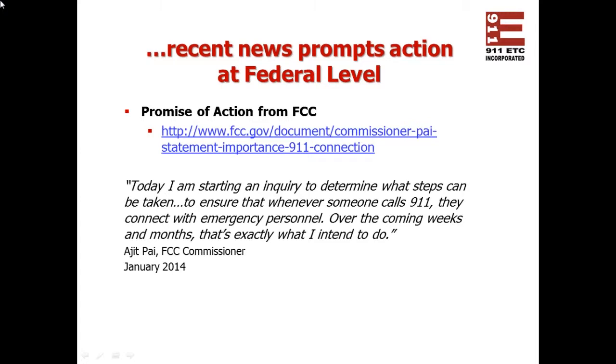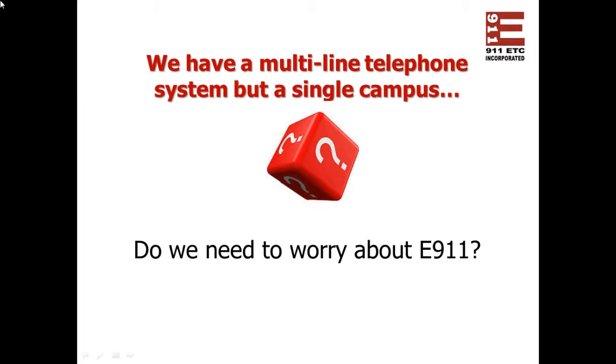So if you have a multi-line telephone system but a single campus, do you really need to worry about E911? I think the answer is obviously yes. If you have a campus environment that's a 3,000 square foot, one-story building, then no, because you dial 911, you're going to show up at that location, and they'll find them in a timely manner. But like I said, when you have multiple floors, multiple buildings, or multiple addresses, that's when you need to worry about E911.